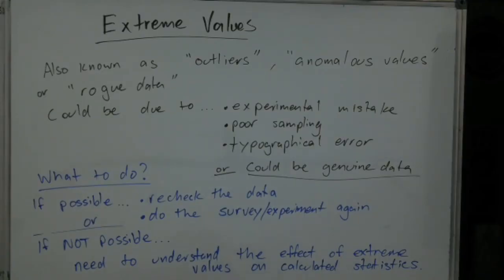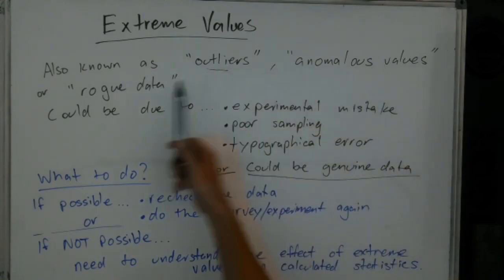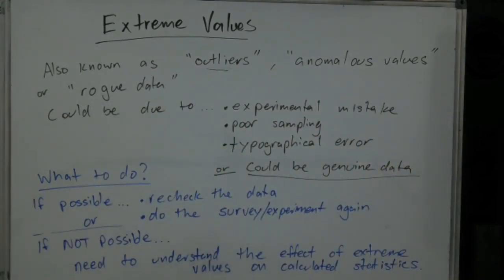Okay, welcome back. In this video we're up to set 3 out of the book, so we're going to be looking at extreme values. That is where we have a whole lot of values in a data set, and there may be one value which is quite a bit larger or quite a bit smaller than most of the other values. They're also known as outliers, that's what I've always called them. Anomalous values, rogue data. So there's different things we can call it. Extreme values or outliers is fine.